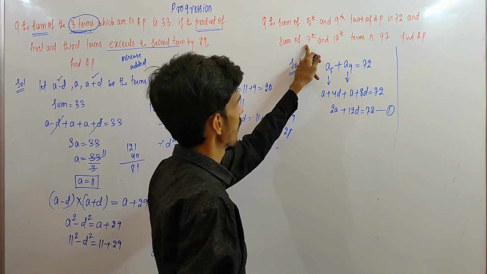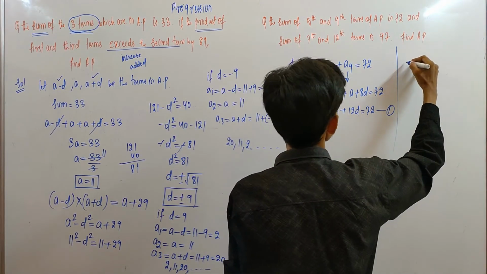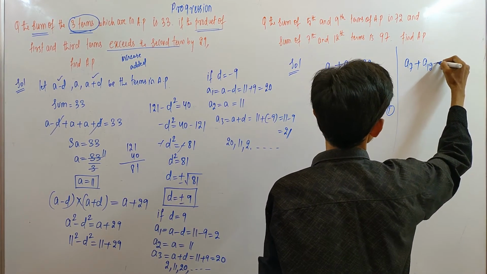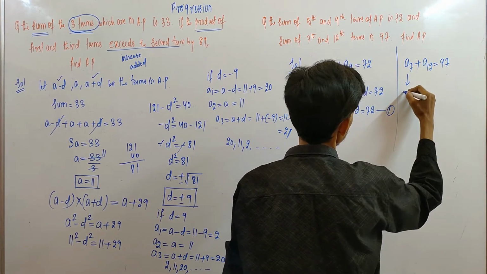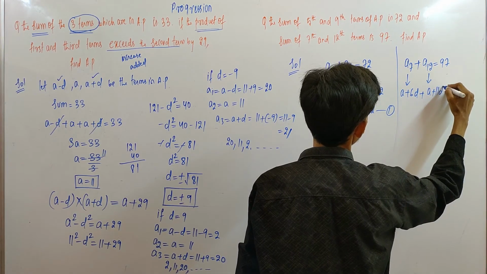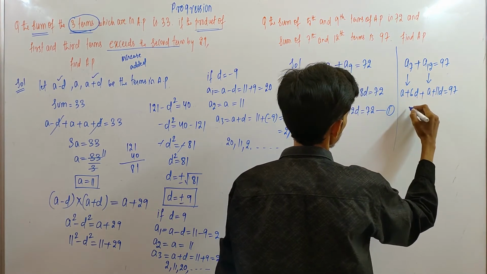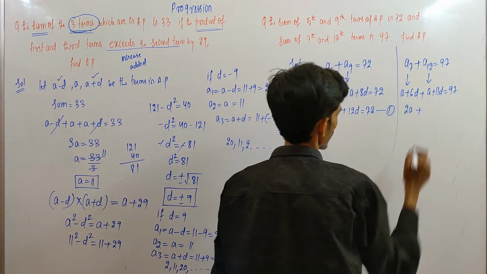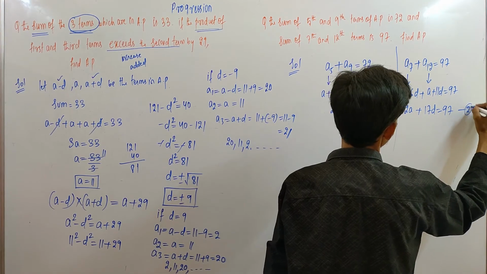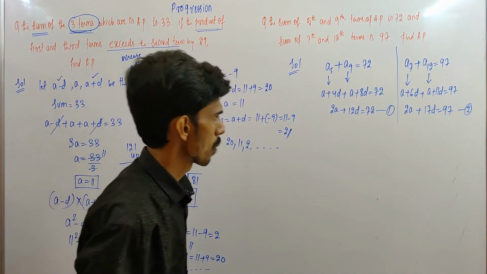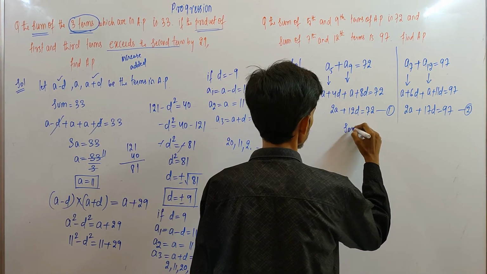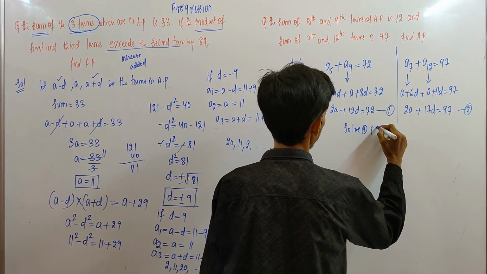Now we have the 7th and 12th terms. So A7 plus A12 is 97. A7 is a plus 6d and A12 is a plus 11d. a plus a is 2a, 11 plus 6 is 17d, equal to 97. Take this as equation 2. Now we have two equations and two variables. We can solve this, so solve equations 1 and 2.